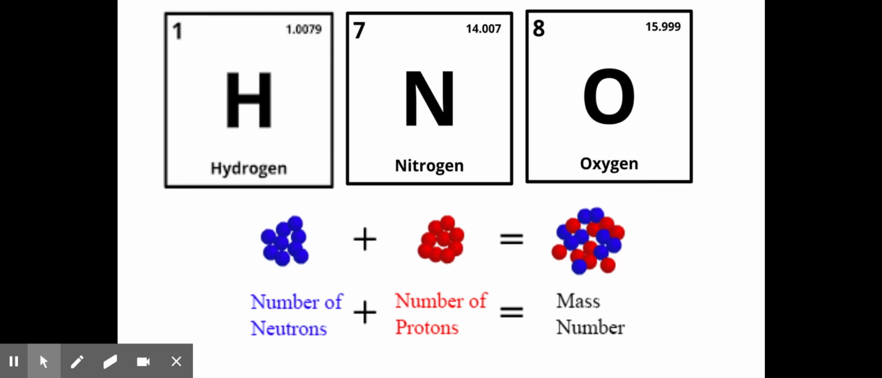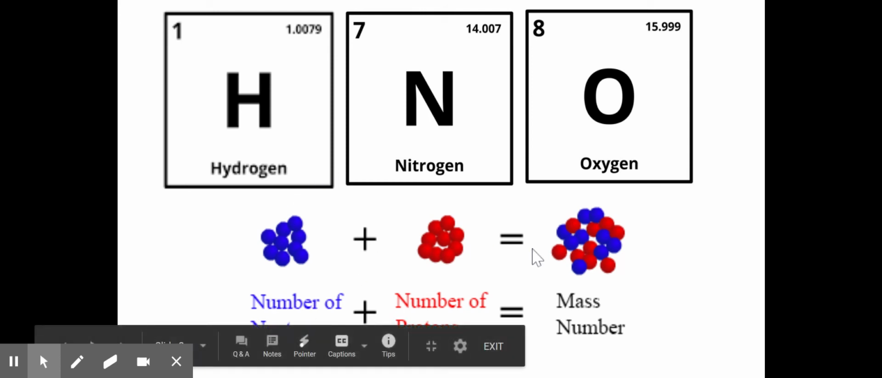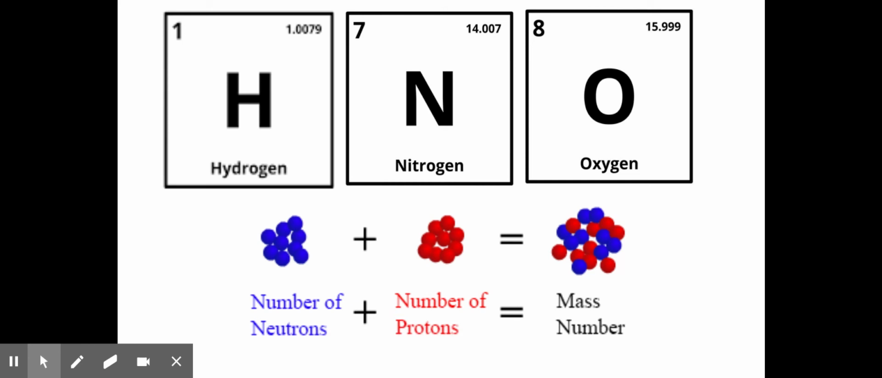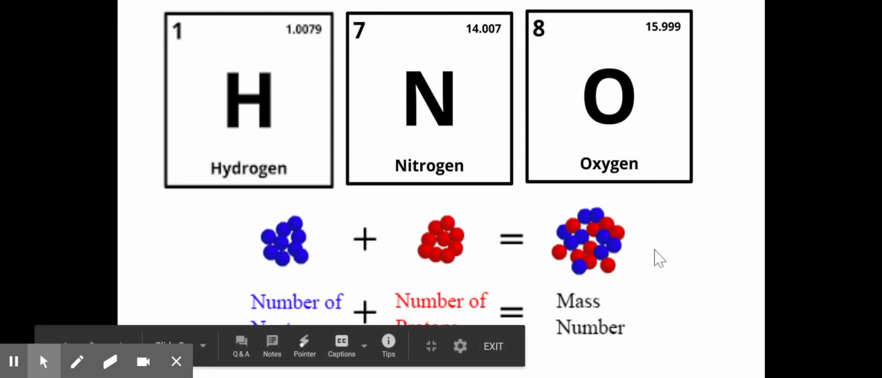The other number is called the mass number. The mass number is basically the number of neutrons plus the number of protons. If you remember, we said the mass of electrons is too small compared to a proton and a neutron, so we don't count it. This is basically the mass number.